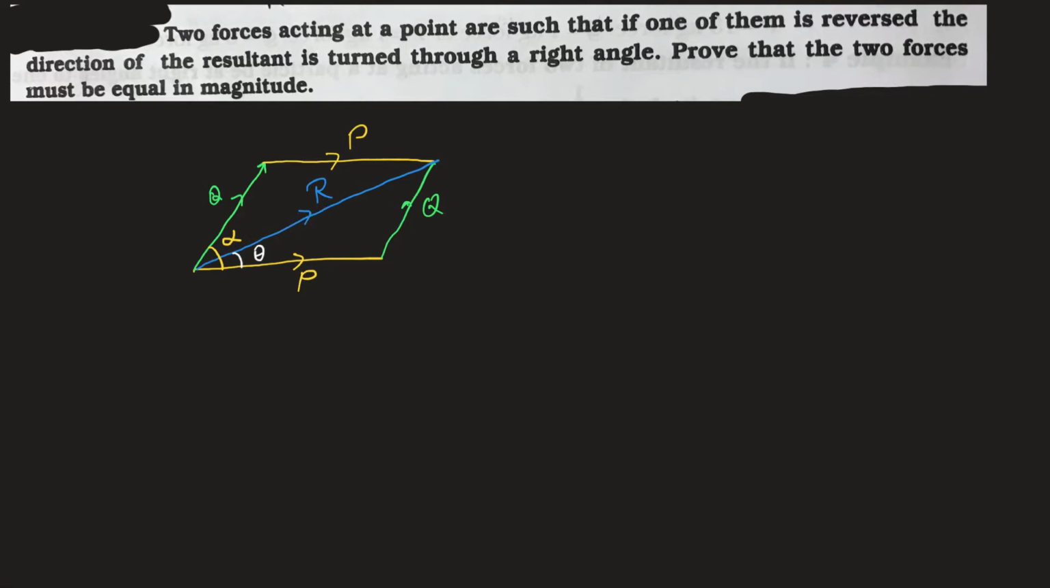Now for this particular case I am going to write the formula of the direction of resultant R. Formula is tan theta is equal to sine of the angle between them and the other force. Here the primary force is P, other force is Q. So here I will be writing Q sin alpha divided by P plus Q cos alpha. So this is for the first case, case number 1.